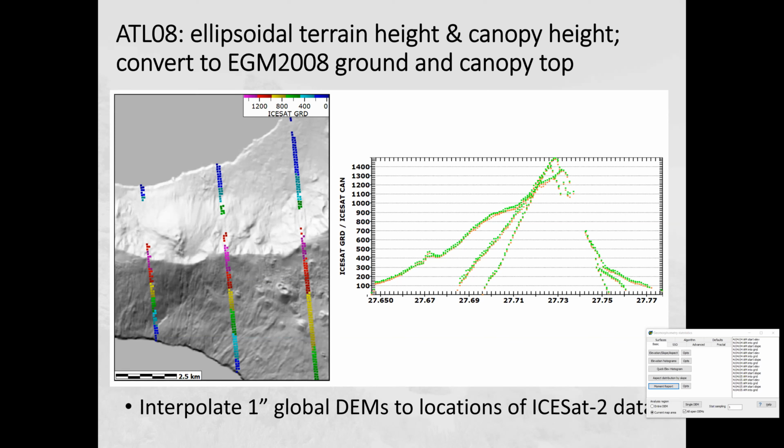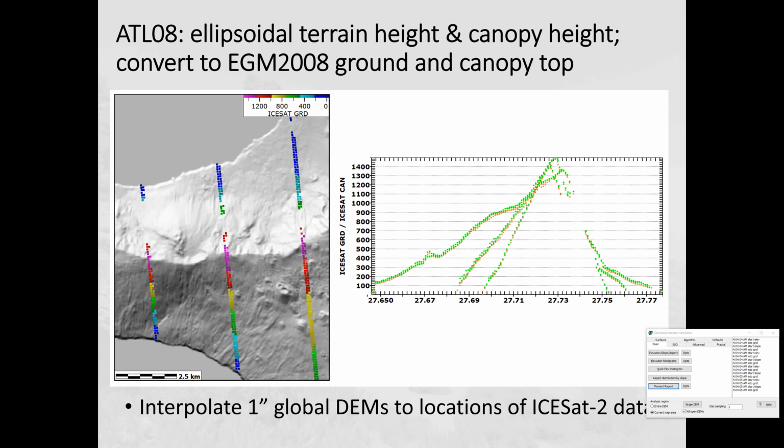There are 2 data sets. You can get the ATL-08, where you get the ellipsoidal terrain height and the canopy height. So you convert the ellipsoid to EGM 2008 ground elevation to compare with everything else. And then you add the canopy height to get the top of the canopy. So on the right profile, we see what it looks like. You have the brown, which is the ground, the green, the top of the canopy. You can clearly see the 3 different profiles. And if you look at the one on the far left, you can actually see there's a slight difference between the 2 beams of that track.